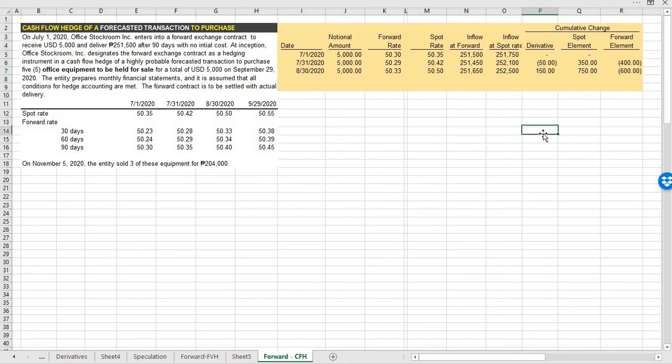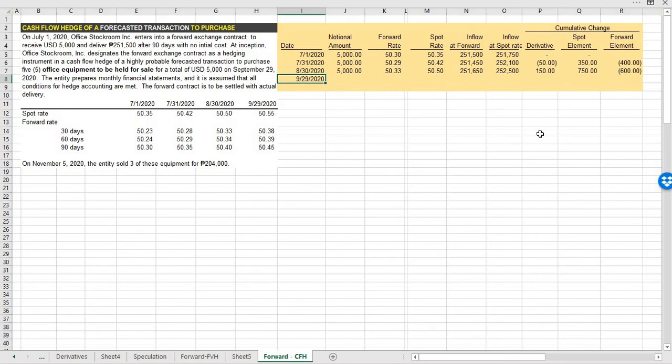Then, lastly, punta tayo sa last date. The date of settlement, September 29, 2020. So, ngayon, since ito na yung settlement date, hindi na tayo gagamit ng forward rate. Kasi ito na yung actual date of settlement. So, hindi na tayo gagamit ng forward rate. Ang gagamitin na natin this time is the spot rate. So, ngayon, kumpitin na natin.